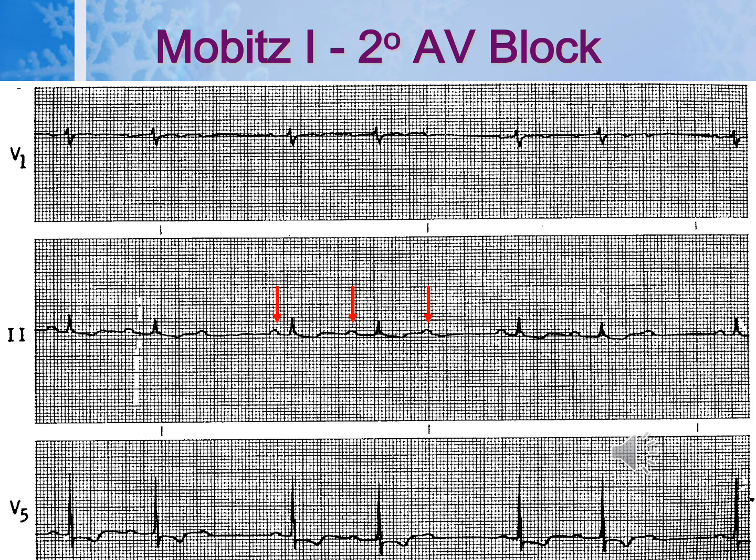This electrocardiogram illustrates a Mobitz 1 second degree AV block. The red arrows indicate the P waves, in which you see a progressive lengthening of the PR interval for the first 2 beats in the cycle, and the third P wave is totally blocked with no QRS complex following it. So this would be an example of a 3-to-2 rhythm.